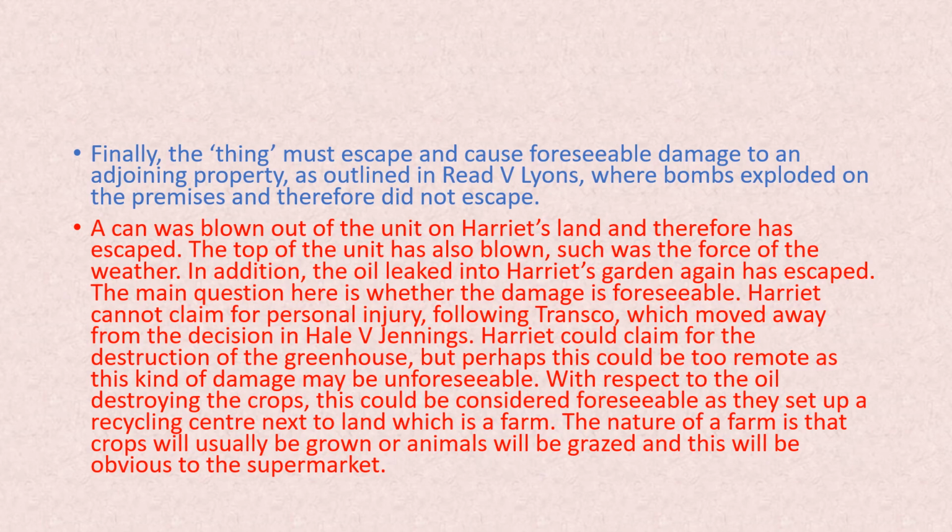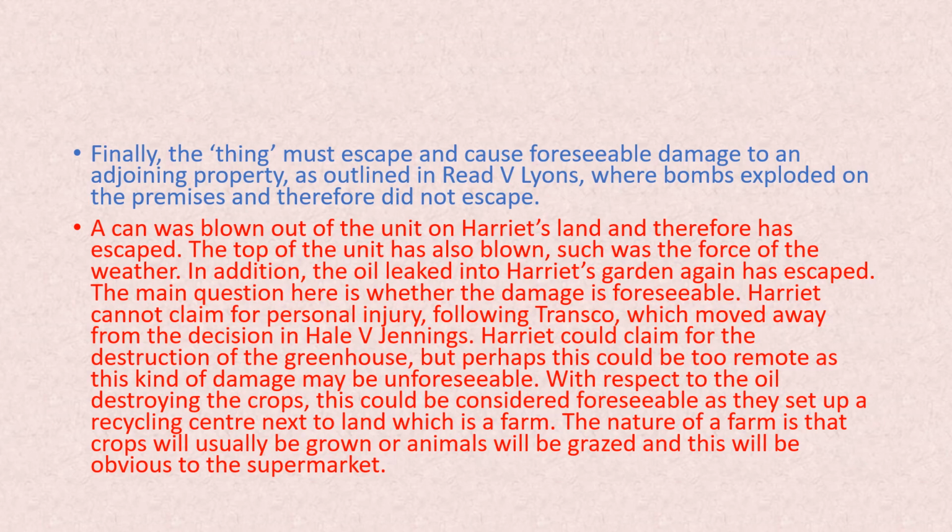The main question here is whether the damage is foreseeable. Now, Harriet cannot claim for personal injury following Transco, which moved away from the decision in Hale and Jennings, but Harriet could claim for the destruction of the greenhouse, but perhaps this could be too remote, as this kind of damage might be unforeseeable. With respect to the oil destroying the crops, this could be considered foreseeable, as they set up a recycling centre next to land which is a farm. Now, the nature of the farm is that crops will usually be grown or animals will be grazed, and this will be obvious to the supermarket, so therefore foreseeable.